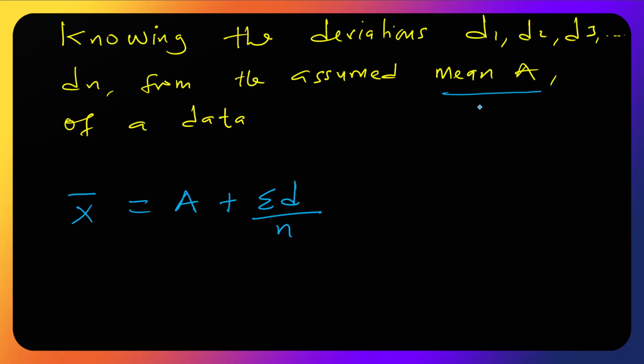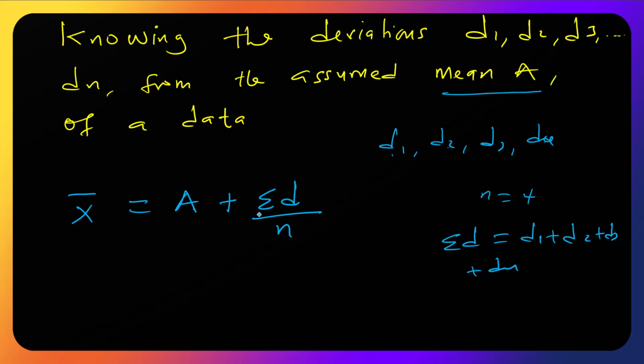So when we have, let's say, d1, d2, d3, d4, 1, 2, 3, 4, my n is 4, and we need to find the total. We need to sum all the deviations, so d1 plus d2 plus d3 plus d4 will occupy this position, and a will be given. So this is a.